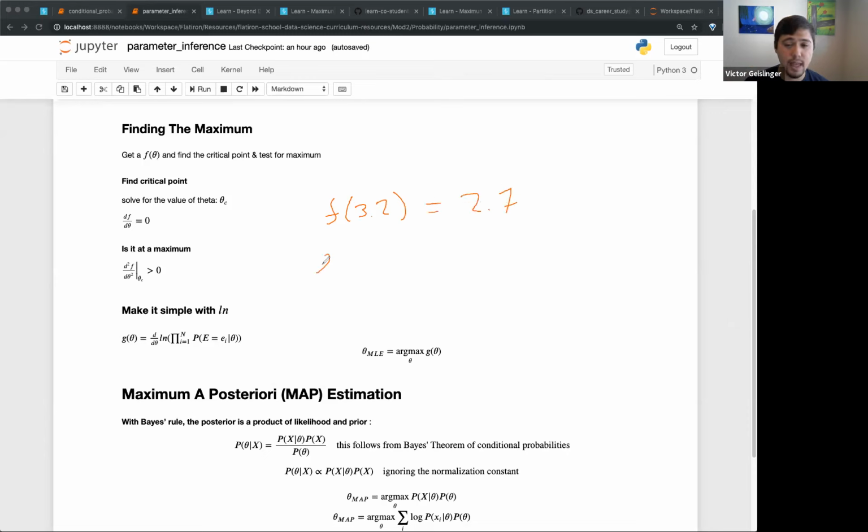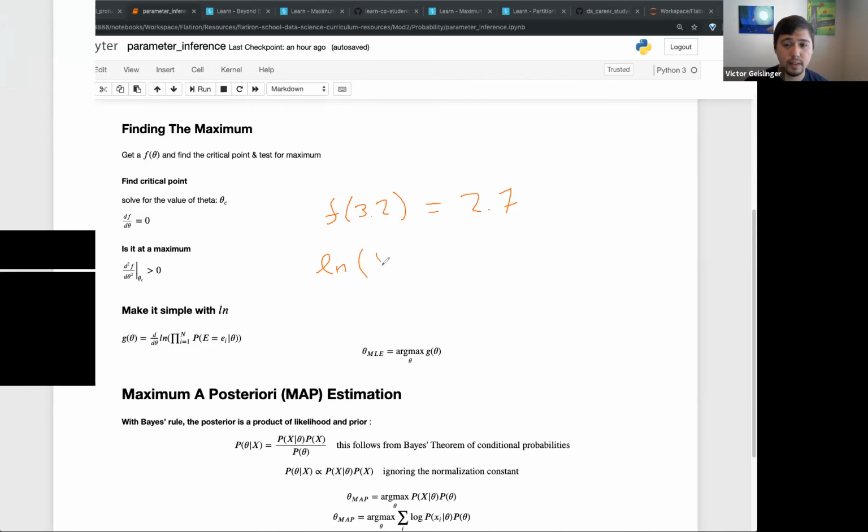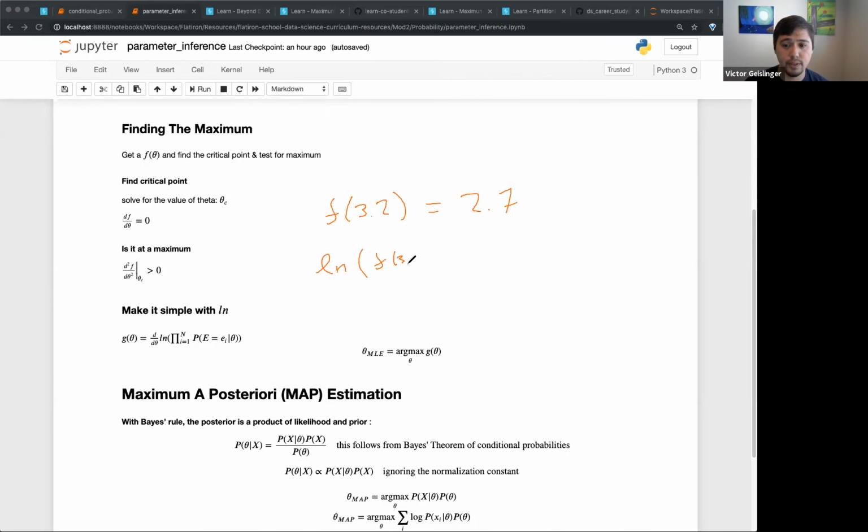Then the natural log of f at 3.2 is obviously not going to equal 2.7. It's going to be closer to 1 or something. The point is that it's going to give us a different kind of value, and it doesn't matter, because all we care about is finding 3.2. We just want to find the maximum. So let's make it easy on ourselves, because it turns out if we have logs, we can take the derivative really easily.